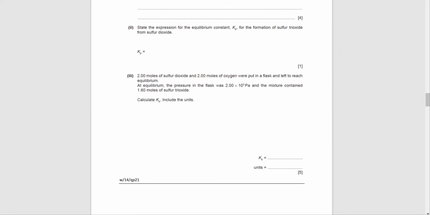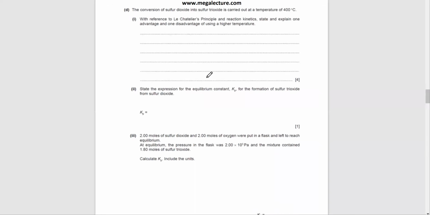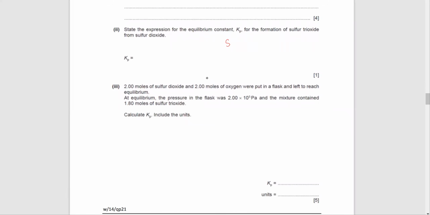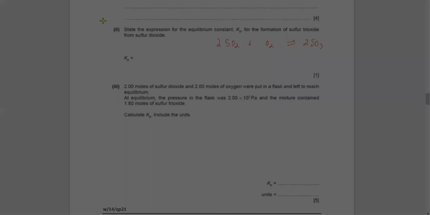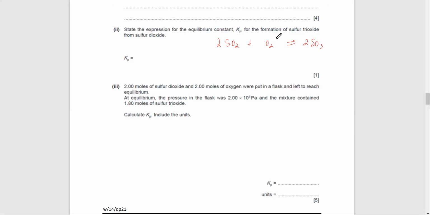So now everyone, I'm posting this question. Everyone, try and solve this. I'll give you the equation as well. I think it's sulfur dioxide and oxygen in equilibrium with SO3. Everyone try and solve this, and you have to give the value of Kp and its units as well.